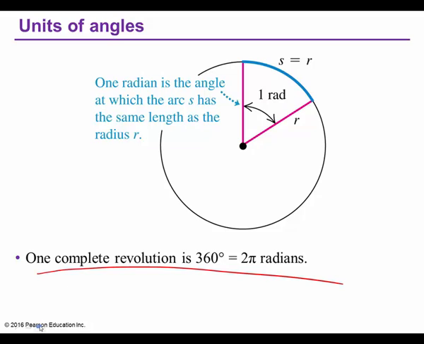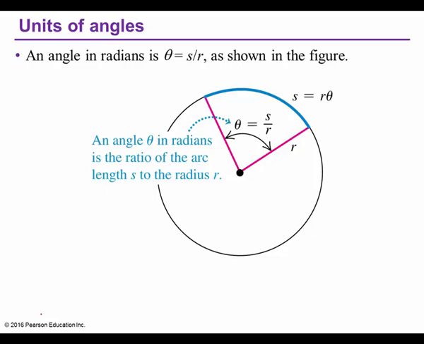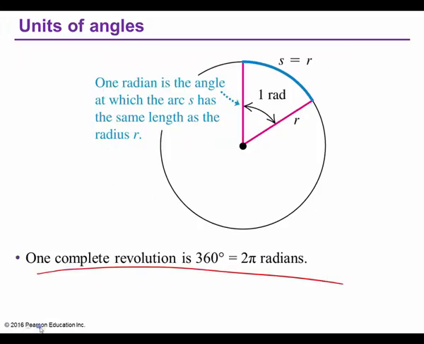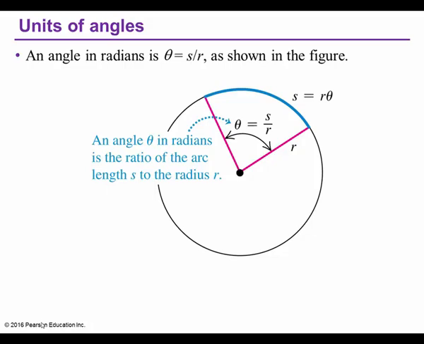All right, so we know that 360 degrees is 2 pi radians. And so when we find the angle in radians, again, this is old stuff for y'all. You've done this. How do we find it? Well, we divide the arc length by the radius, and that gives us the angle in radians.